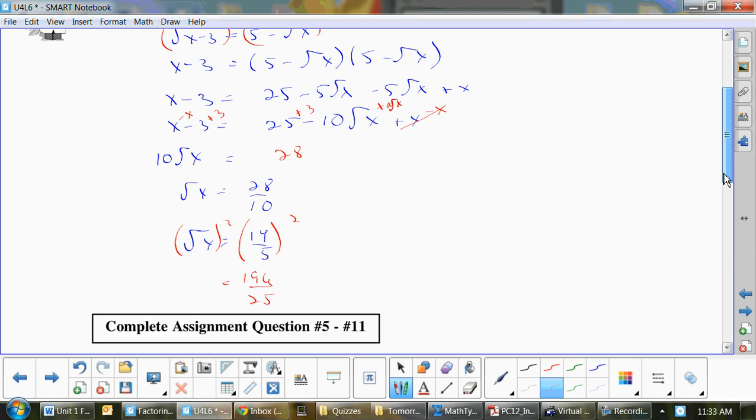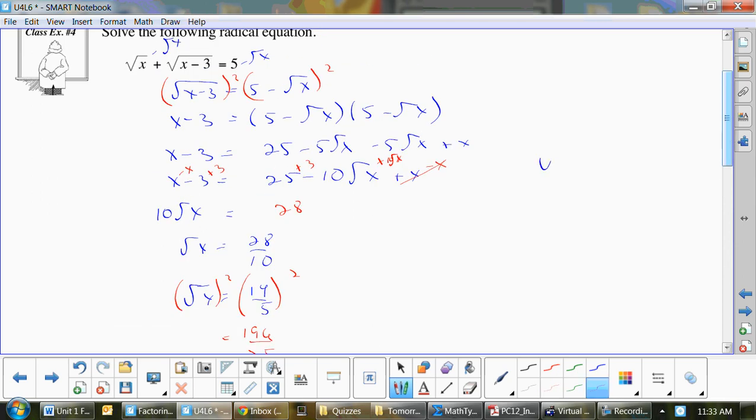Now, is it a solution? If I saw them intersect on my graph at that point, I cannot just write, yes, I graphed it, and it is a solution. That is not enough. You will get a mark for this. So all you're going to do is put it in. Square root 196 over 25 plus square root 196 over 25 minus 3. Does this equal 5?